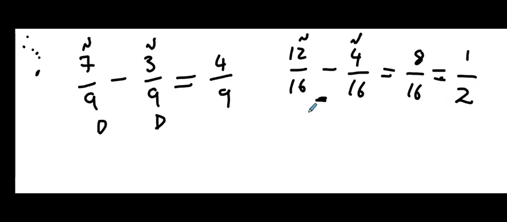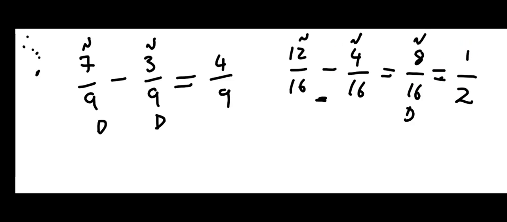Okay, so a quick recap then. Once our denominators are equal, then we can just take away our numerators, and if the numerator and denominator in our answer both have a common factor, then we divide our numerator by the common factor and we divide our denominator by the common factor.